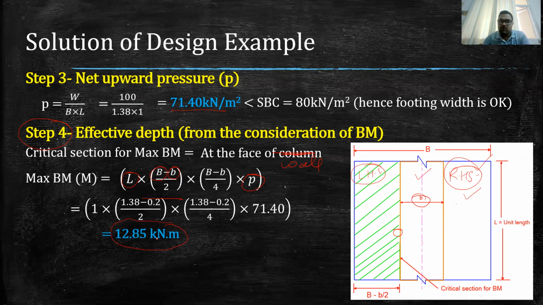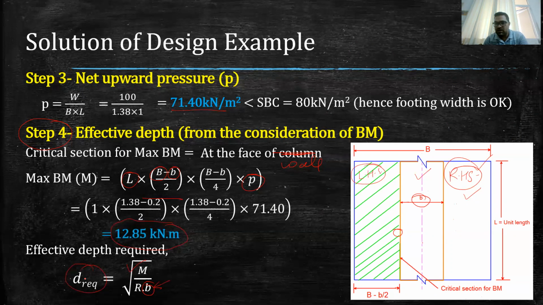Now for this bending moment, we will find out the depth required. Depth required can be calculated by using this relation, which is under root M by Rb. M is the maximum bending moment, R is the design constant, and b is the width. Now here we have to understand that this b will actually be the unit length, because we are supposed to find out depth for unit length. So here b will be equivalent to L, and L is 1 meter or 1000 mm. Please remember this, that here b will be used as unit length. So here b is 1000 mm.